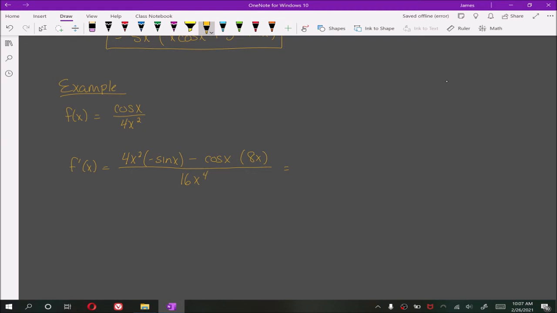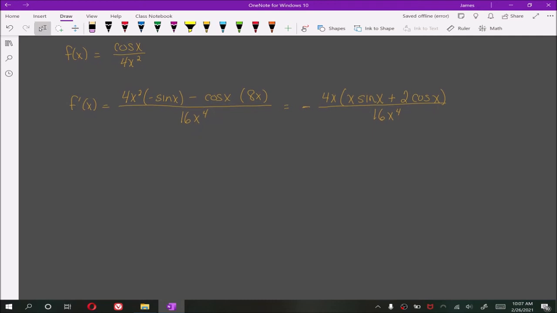We can factor out a negative out of this. We can also factor out a 4x, and we'd be left with x sine of x plus 2 cosine of x all over 16x to the fourth. Now, that 4x and that 16x to the fourth will simplify. Right, so we'll have negative x sine of x plus 2 cosine of x all over 4x cubed as our derivative.